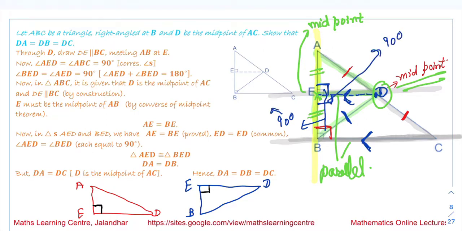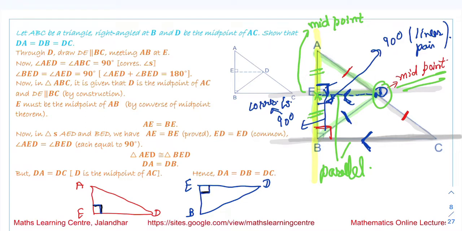This AED angle is 90 degrees because it is the corresponding angle. And this is 90 degrees because of the linear pair property, that the sum of these two angles should be 180. So this angle is 90 degrees. So we are saying this angle at E is 90 degrees.